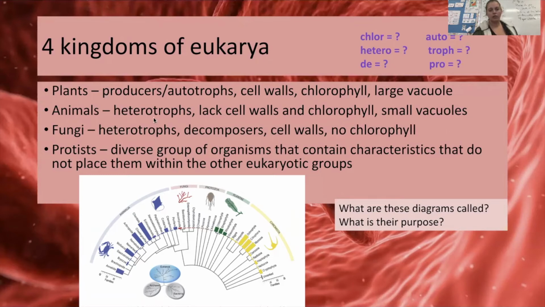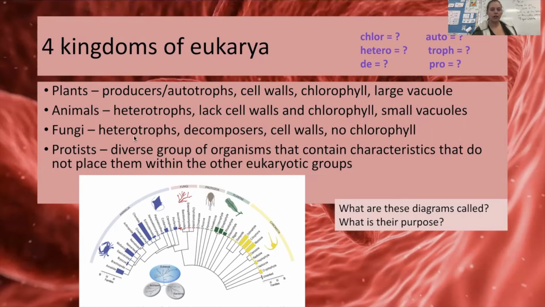Animals are heterotrophs. They cannot perform photosynthesis. They have to go out and consume those carbohydrates that something else has made or eaten. They do not have cell walls. Cell walls help organisms stay tough and rigid, and animals don't need that. They need to be able to move. Animals do not have chlorophyll because they do not use photosynthesis, and their vacuoles, if present, are very small.